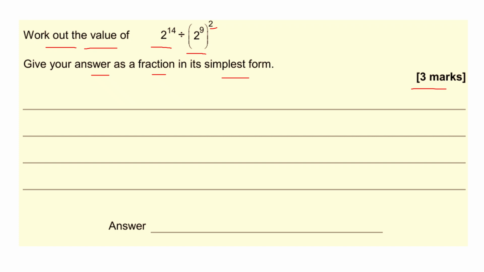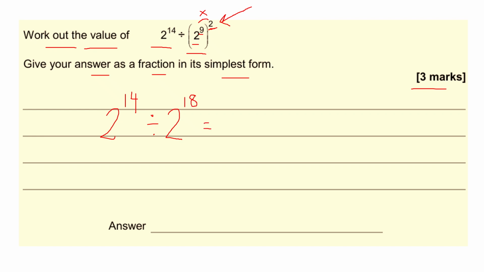So the first step, guys, is to use our index law to simplify this part here first. When I've got a base raised to a power in brackets raised to another power, I call it the power to power rule. We multiply the powers. So we're going to have 2 to the power of 14 divided by 2 to the power of 9 times 2, which makes 18.